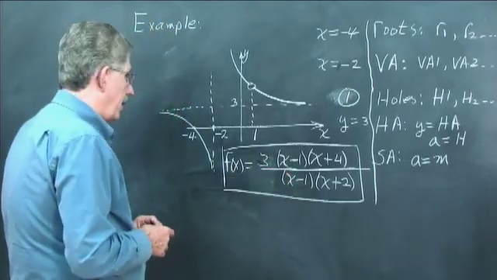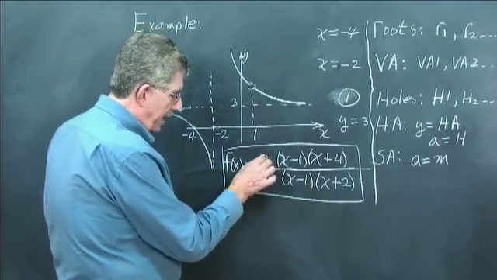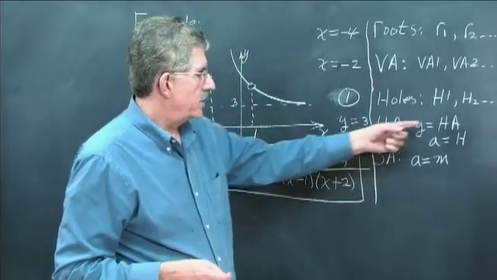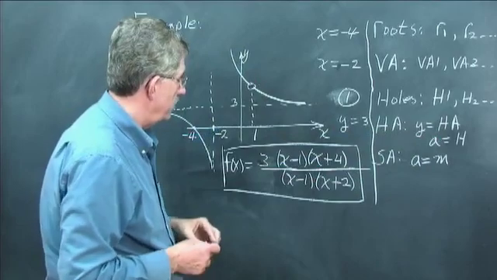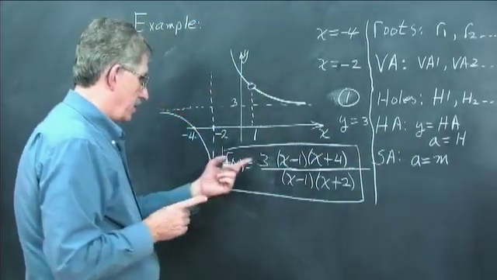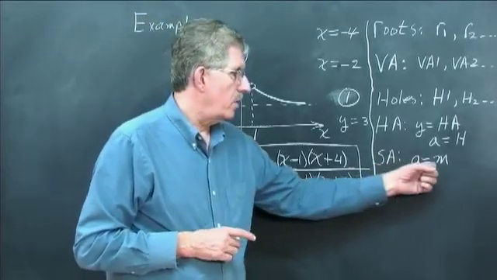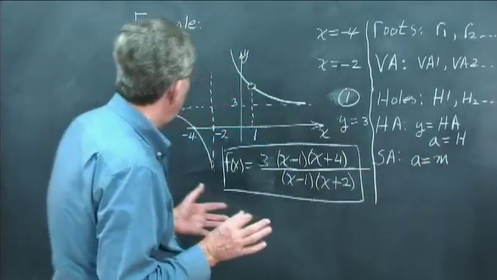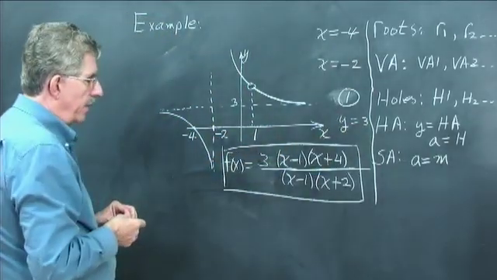Now, the only thing left to find is this a number. That's called a. That's that steepness factor, and there's 2 ways to find it. If it's a horizontal asymptote, as we have here, we have a horizontal asymptote at 3, that 3 is simply the a number. Just drop it in right there. If you have a slant asymptote, that a number would be the slope of the slant line. It's just that simple.